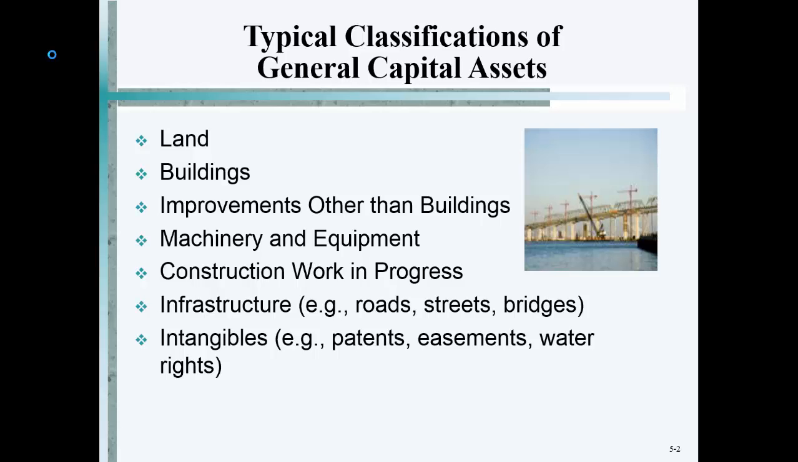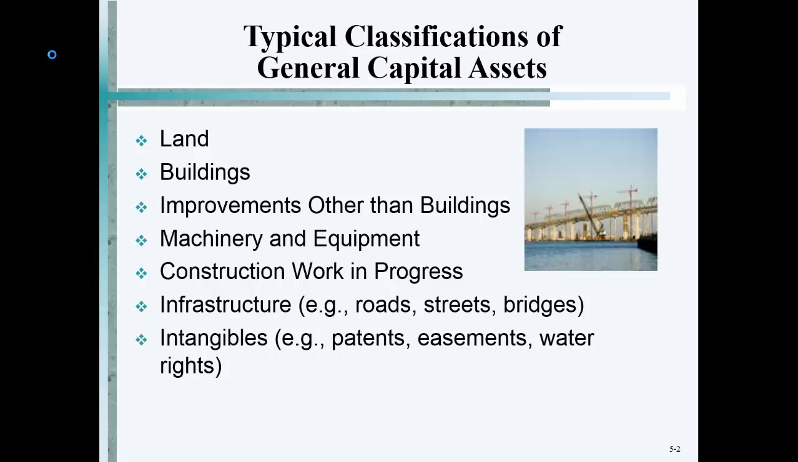And only governments have to deal with infrastructure assets, right? Do businesses own roads, streets, and bridges? Who owns a bridge? The government, right? If someone ever tries to sell you one, don't buy it, okay? It belongs to the government, okay?